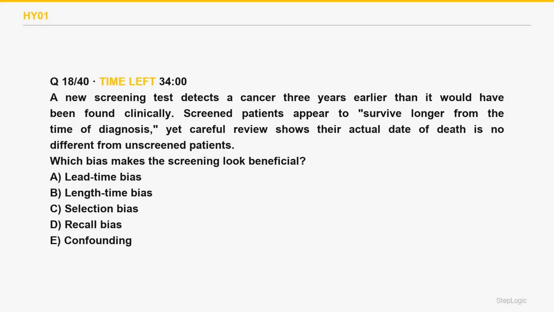Which bias makes the screening look beneficial? A new screening test detects a cancer 3 years earlier than it would have been found clinically. Screened patients appear to survive longer from the time of diagnosis, yet careful review shows their actual date of death is no different from unscreened patients.